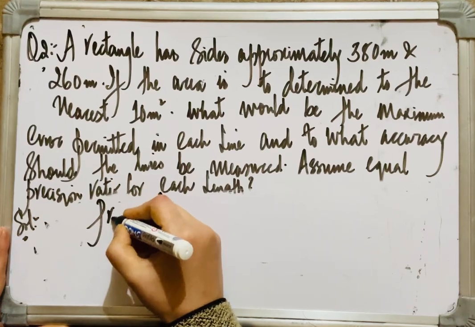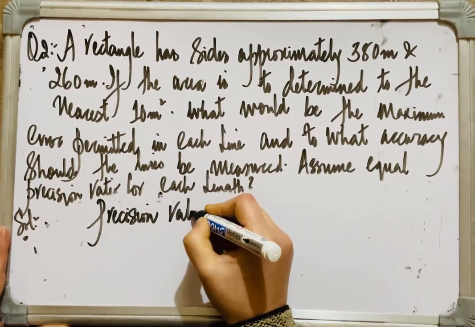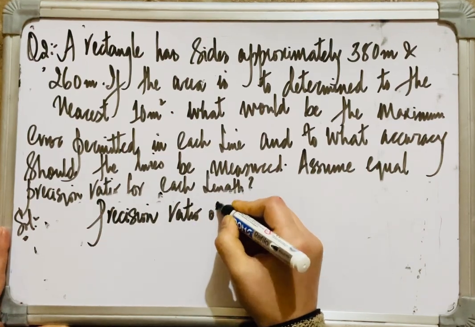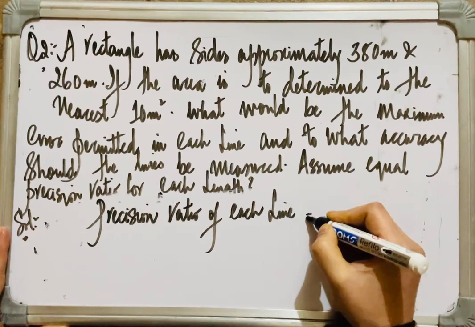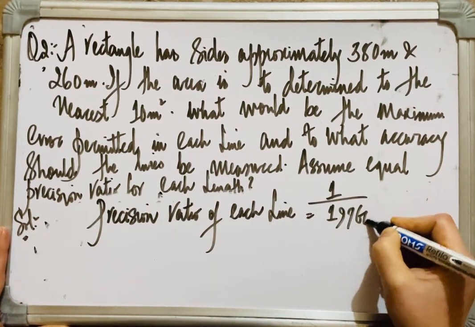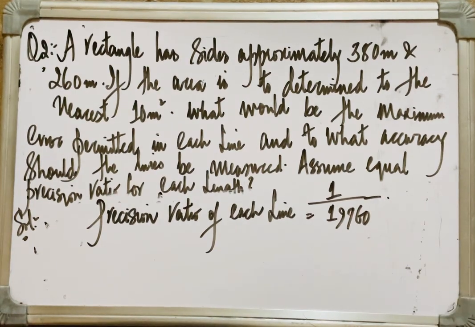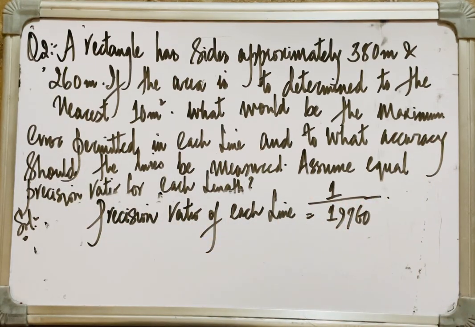Precision ratio of each line is 1 by 19760. All right. Then it asks us what should be the maximum error permitted in each line.